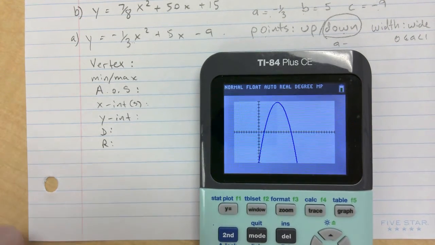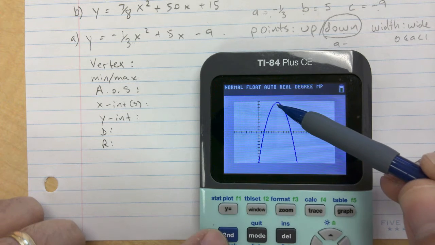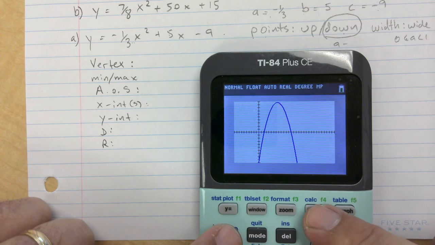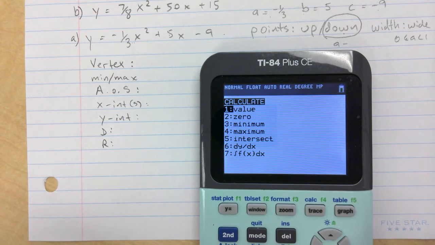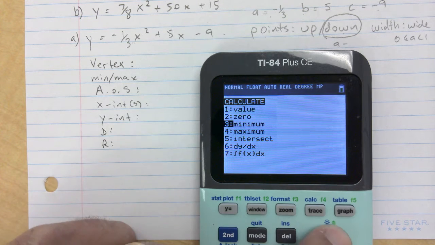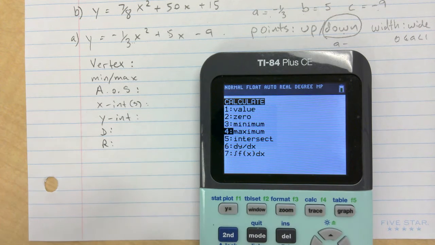So now we're going to go ahead and find the vertex. So always second trace. Second trace, and we have a max, right? We don't have a min, we have a max in this case, at the highest point. So we choose that fourth option. You can just press 4 or use your arrows to select that option. Hit enter.